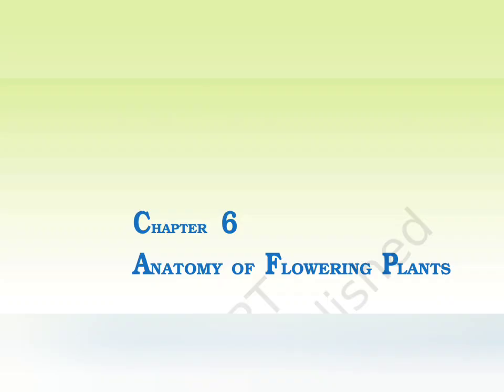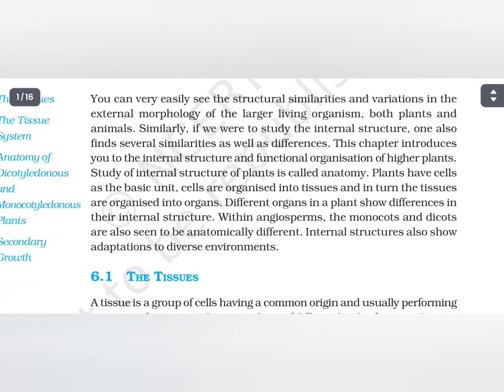Chapter 6: Anatomy of Flowering Plants. You can very easily see the structural similarities and variations in the external morphology of large living organisms, both plants and animals. Similarly, if we were to study the internal structure, one also finds several similarities as well as differences. This chapter introduces you to the internal structure and functional organization of higher plants.